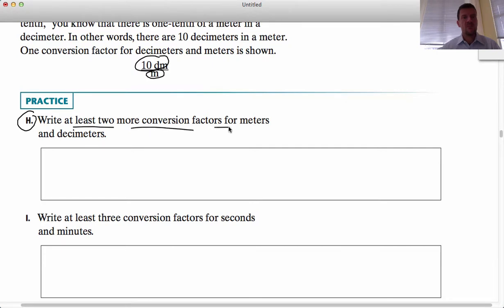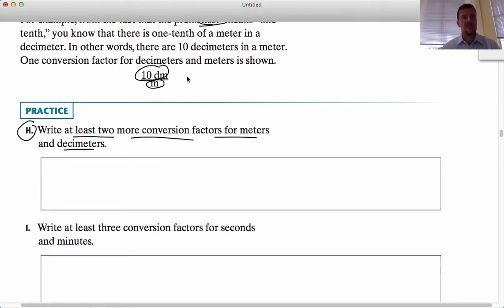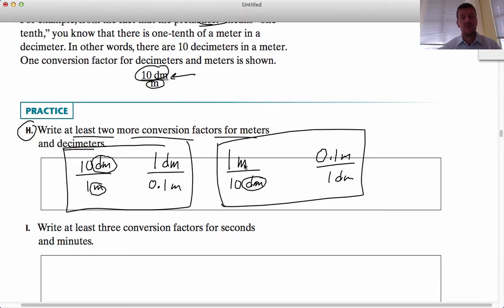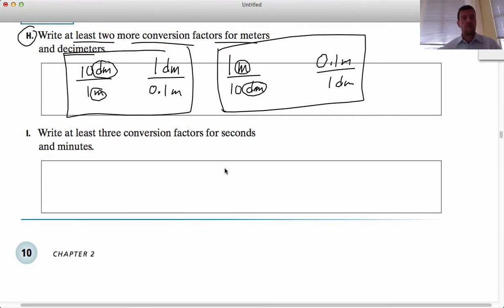Okay, H says write at least 2 more conversion factors for meters and decimeters. If we look here, they gave you 10 decimeters is equal to 1 meter. So we could also write that 1 decimeter is equal to 1/10 of a meter. Now if you flip it, let's say you had to convert in the other direction, then 1 meter is equal to 10 decimeters, or 1/10 of a meter and 1 decimeter. These two are saying the same thing and will help you convert from meters to decimeters. These two are saying the same thing and will help you convert from decimeters to meters. Okay? You can do this one. You want to go from seconds to minutes, use my example right up here at H.